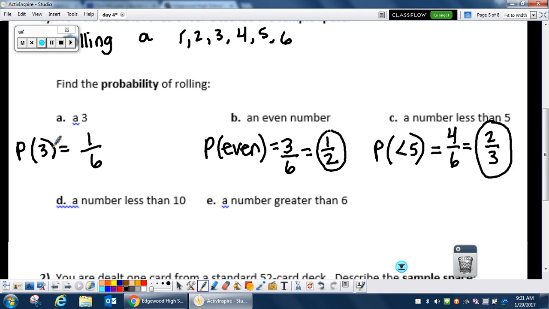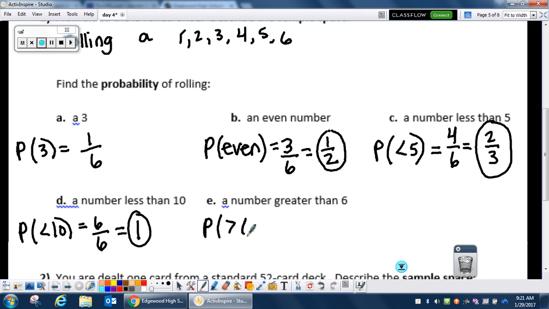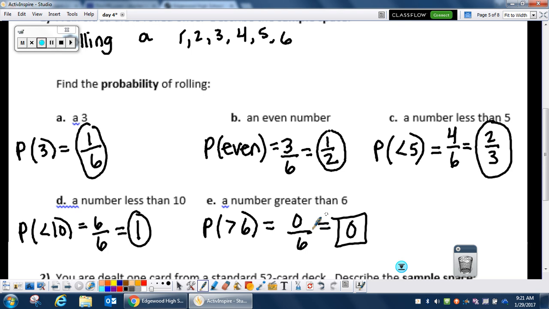Okay? Number less than 10. Well, all of the numbers are less than 10. So you have a 100% chance of rolling a number less than 10. So that simplifies to 1. And then a number greater than 6. There are no numbers greater than 6, so you have a 0 chance of rolling a number greater than 6. So if you have any questions on that, please let me know. This is very basic probability, so I'm hoping you don't, but you never know.